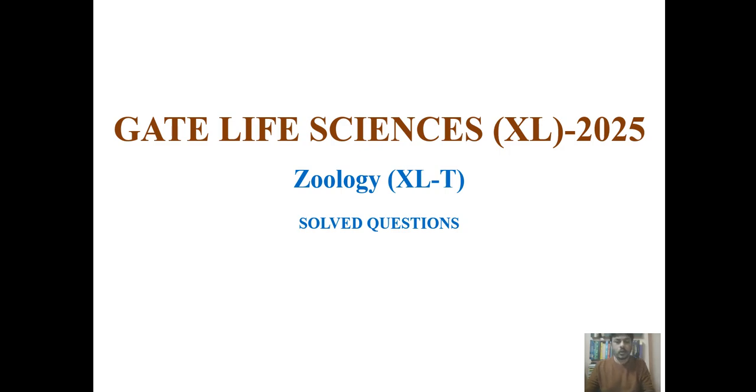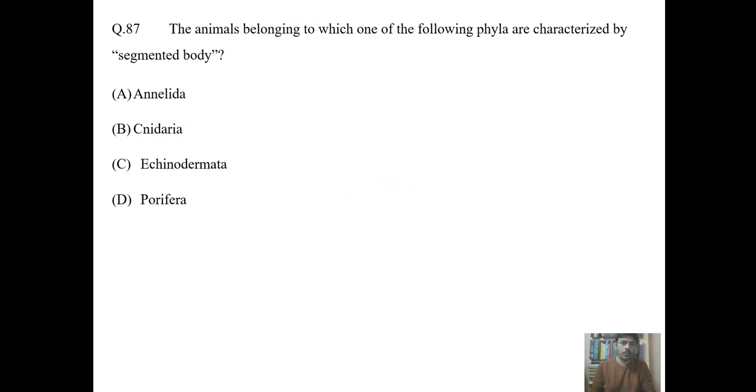Hello everyone, here we will solve some questions from Zoology sections asked in GATE Life Science question paper 2025. Now let's solve the question. This is question number 87, which asks: the animals belonging to which of the following phyla are categorized by the segmented body?